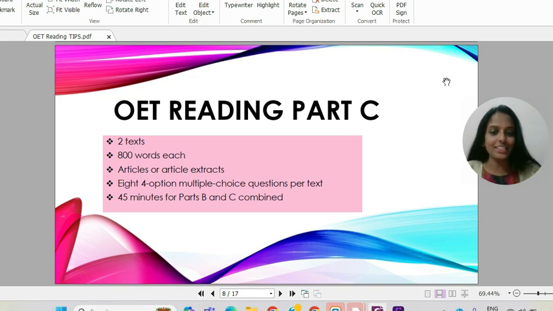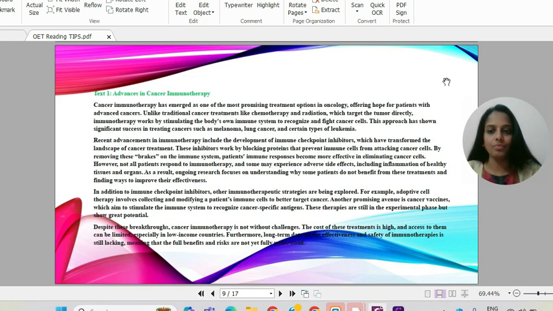Okay, so let's see an example for OET Part C. Let's see a text over here. Advances in cancer immunotherapy. This is an extract. So here the passage is given. You can pause the video and take a look at it, read it by yourself. I will also read it for you.